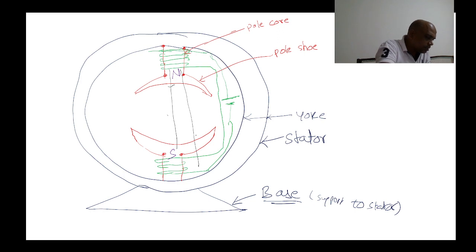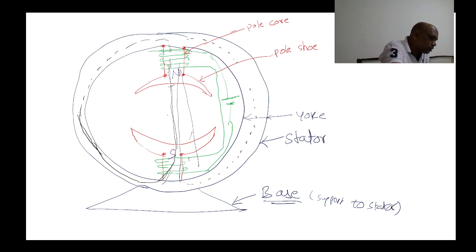This is the direction of the magnetic flux lines. The flux lines pass from North Pole to South Pole, and the path is closed by the yoke. The flux passes through the yoke and joins the North Pole again. Similarly, flux lines pass from South Pole to North Pole through the yoke. So the return path is provided by the yoke.